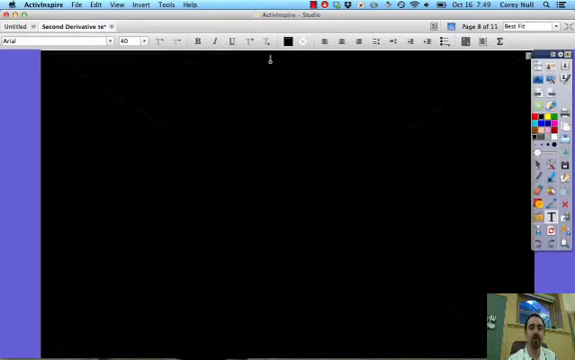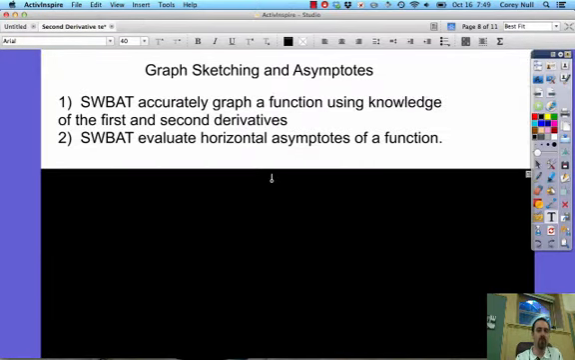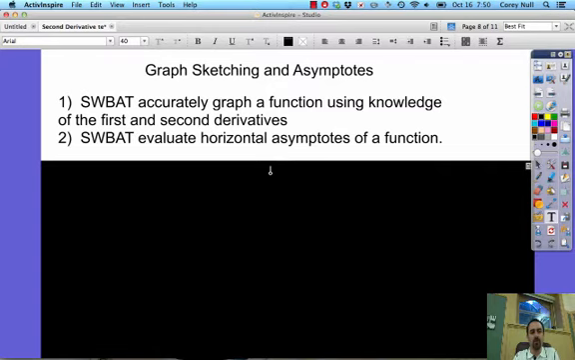Okay, so now we're going to look at using the second derivative and the first derivative to talk about graph sketching and asymptotes. Okay, so we have two objectives here. The first one is to accurately graph a function using knowledge of the first and second derivatives, and the second is to evaluate horizontal asymptotes of the function.